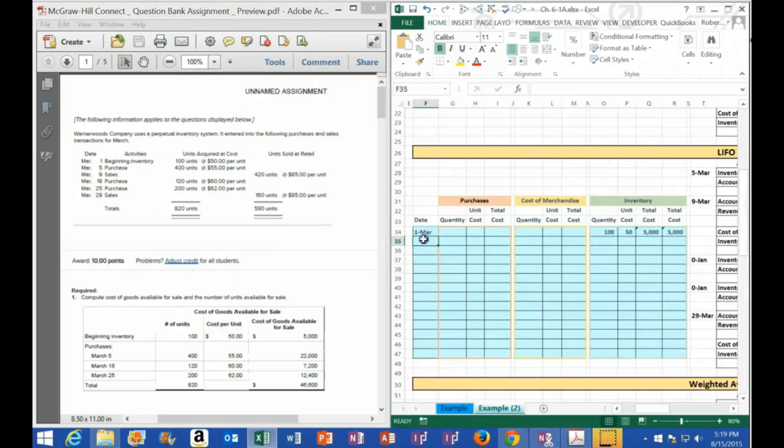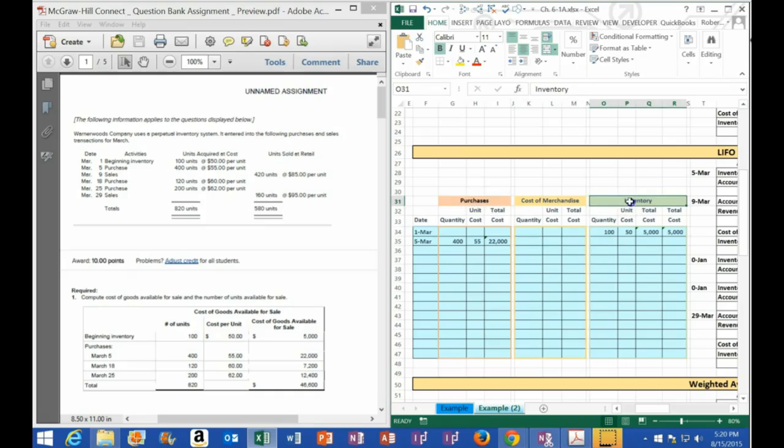Then we're going to go to 3-5, at which point we purchased 400 units at $55. So we're going to go in the purchasing column here, just as we did before, and we're going to say we got another 400 units. They cost $55, tab. So notice the price went up because of inflation. Generally prices go up. Equals this times this, 400 times 55 is 22,000.